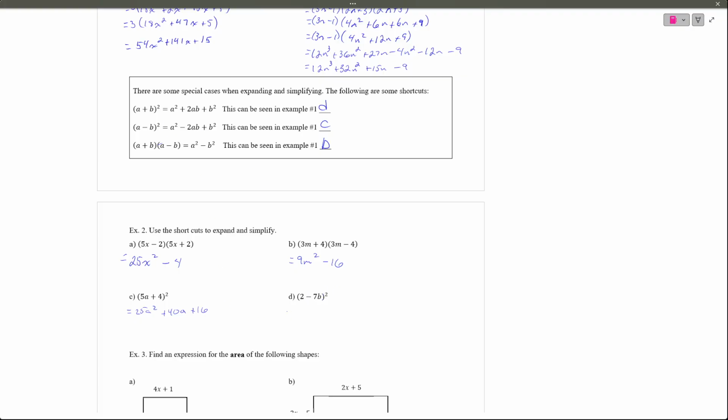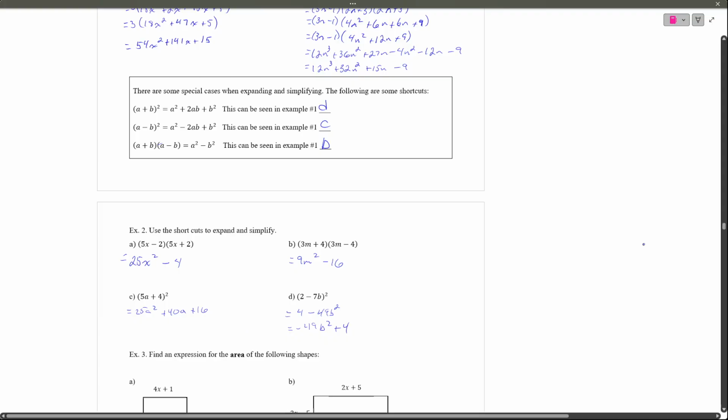So we have a squared, which is 4, minus b squared. So that's 7 squared is 49, b squared. Now we can't leave it like this because we always want our highest order term on the left-hand side. So we're actually going to rewrite it as negative 49 b squared plus 4. Okay? So now we've done the expansion and the simplification using our shortcuts.